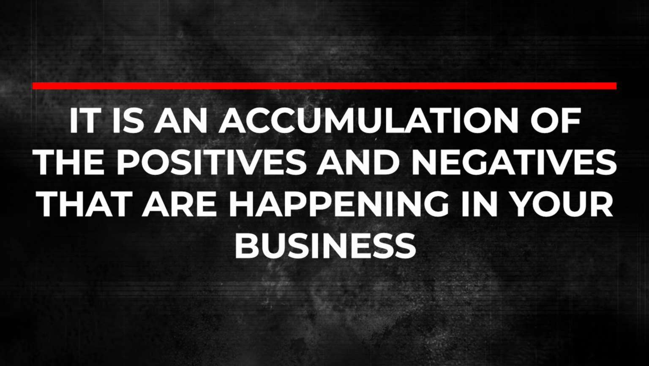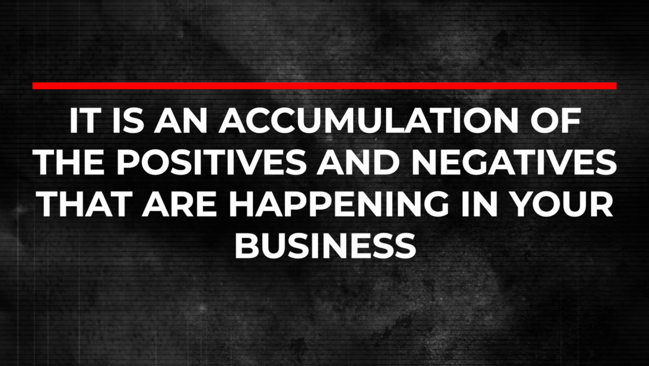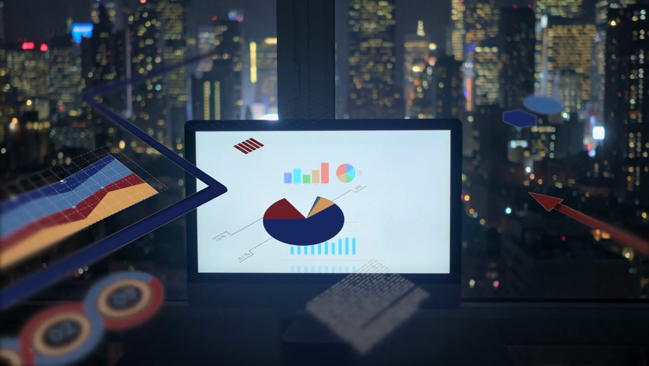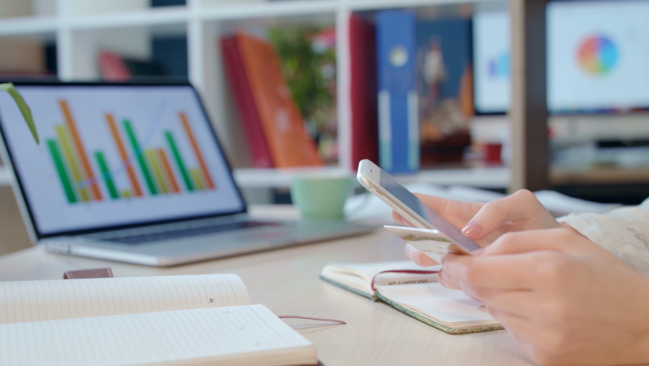Number two, it's an accumulation of the positives and negatives of what's happening in your business. When you open up that balance sheet, especially if you compare it month to month, year over year, and you say, listen, January 31st I had $80,000 in cash, and now it's March and I've got $43,000 in cash. The balance sheet is going to talk to you. It's like, what's going on?